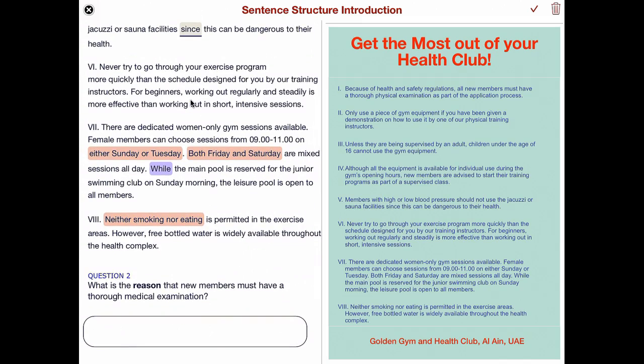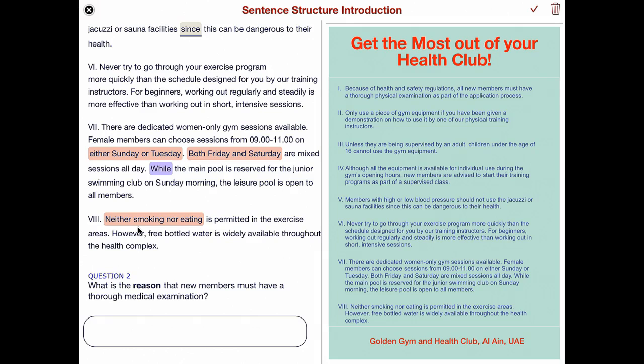And then down here we have either Sunday or Tuesday, either noun or noun, both Friday and Saturday, both noun and noun, neither smoking nor eating. Now, if you have done the lessons on gerunds, you'll know that these words right here are gerunds, and although they look like verbs, they are not verbs.